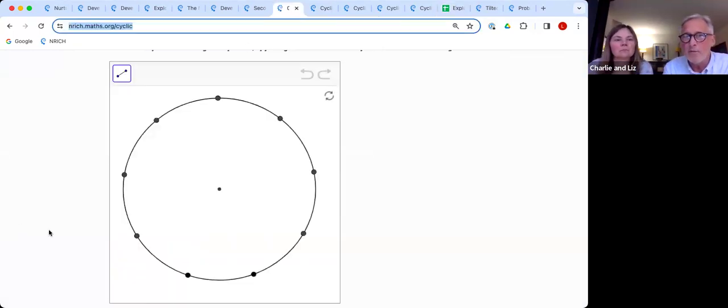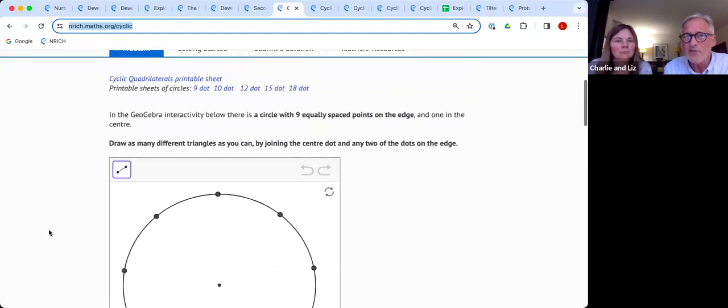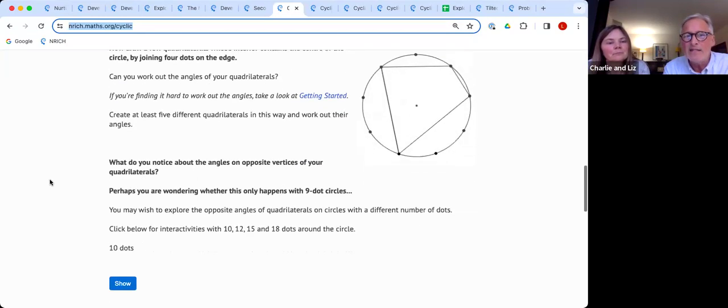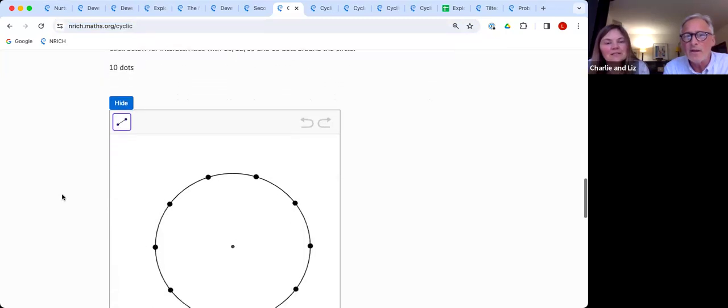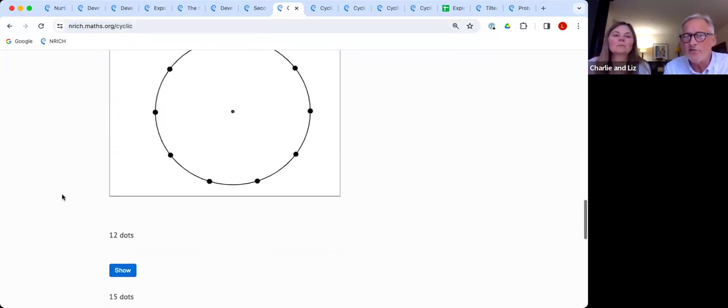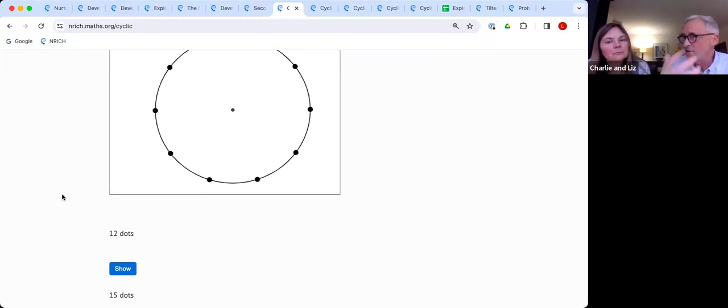And if we look at the problem on cyclic quadrilaterals on the site, we've got printable sheets for 9, 10, 12, 15, 18 dot circles, and the problems carry on like down here. Yeah, there are more interactivities. So that's got 10 dots and so on. We start with 9 dots because the arithmetic is so simple. All the angles that you get are multiples of 20.